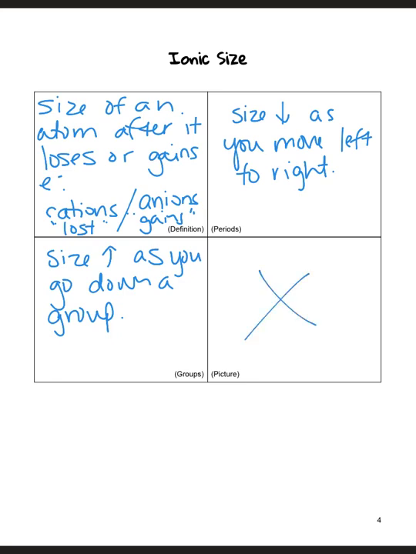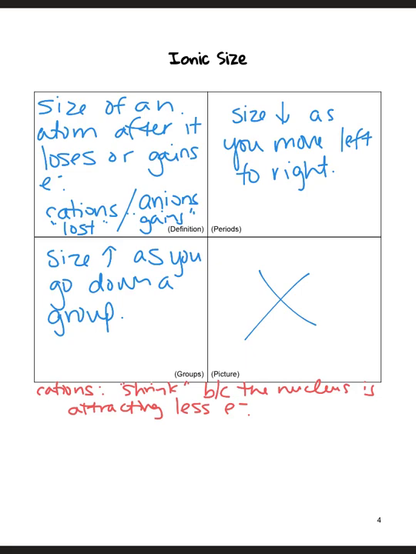I don't really have a picture, but what we're going to do below is describe what's going on with cations and what's going on with anions. I'm going to do each one in a different color. We're going to do cations first. I talked about cations, but what happens is cations actually shrink, meaning their atom shrinks in size. It gets smaller. It shrinks because the nucleus is attracting fewer electrons, meaning cations have lost electrons.